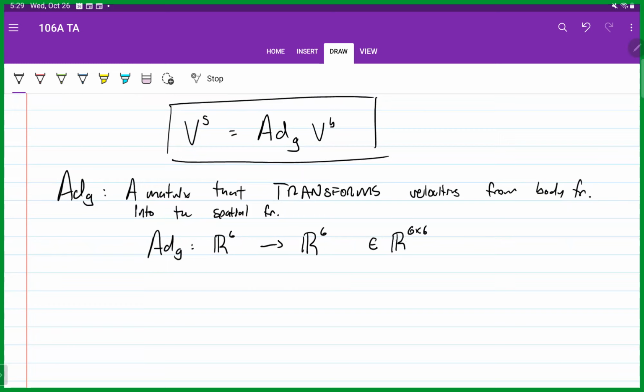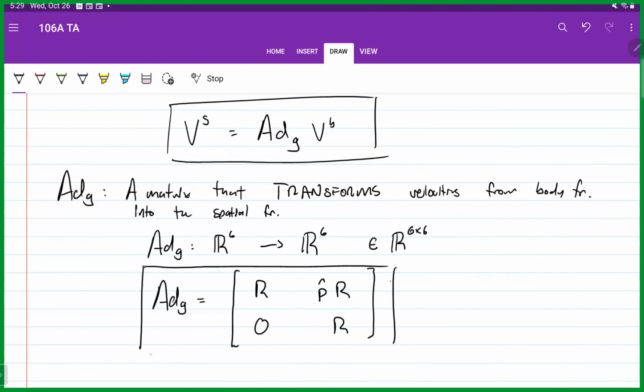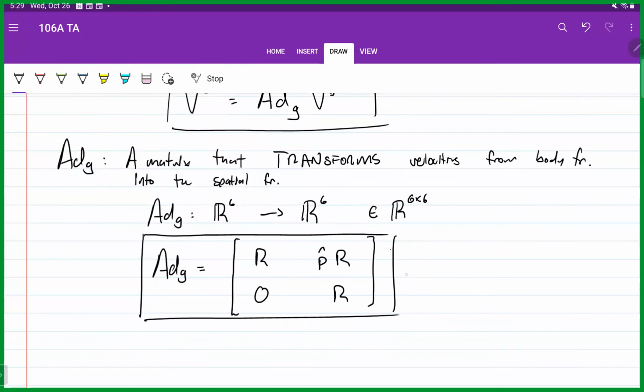It was a huge matrix operating on these vectors, and the actual form of that matrix was the following. It was the rotation matrix from transform G, the hat map of the translation multiplied by a rotation matrix, with a 0, and then another rotation matrix down there. This transformation, expressed by this big 6x6 matrix, helped us transform our velocities from one frame to another.